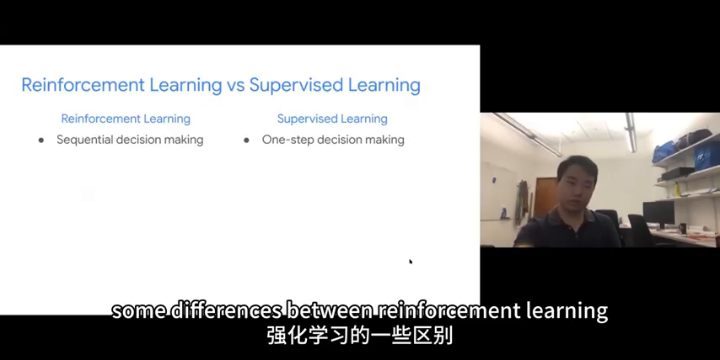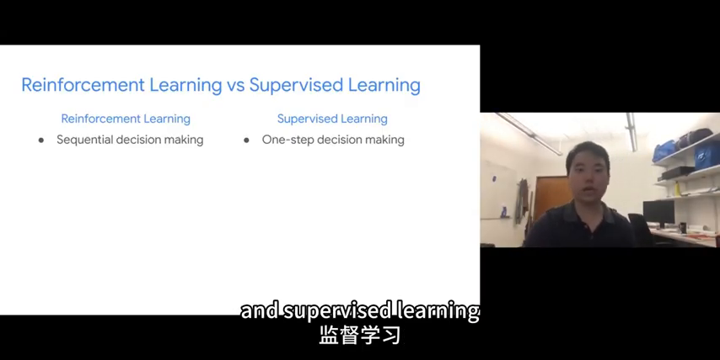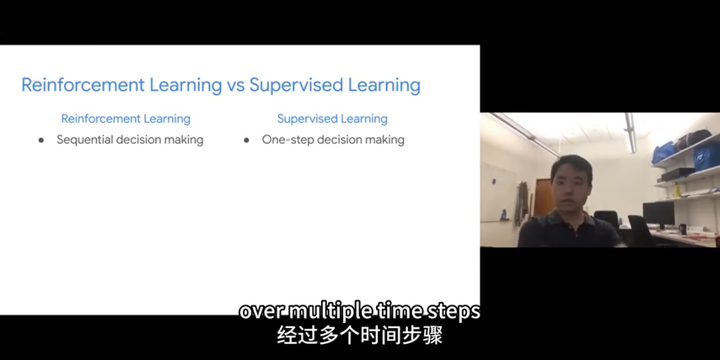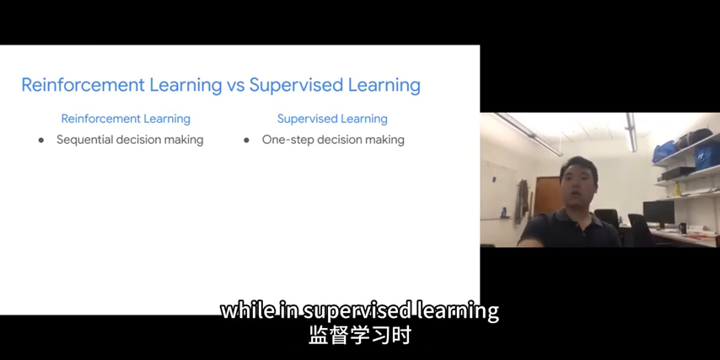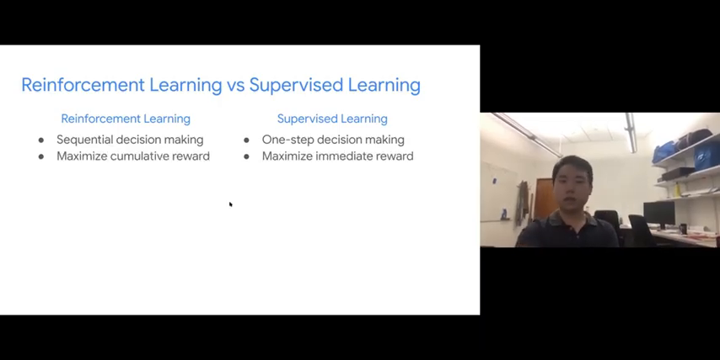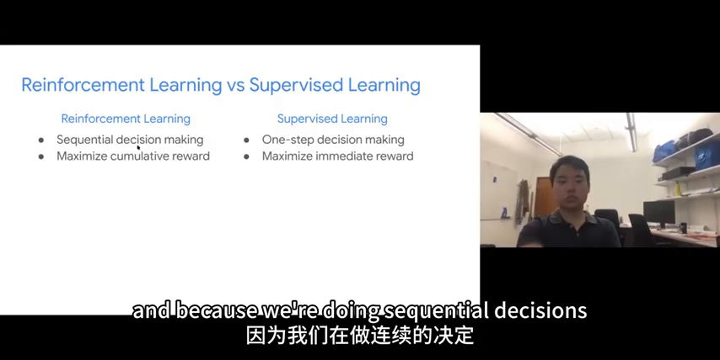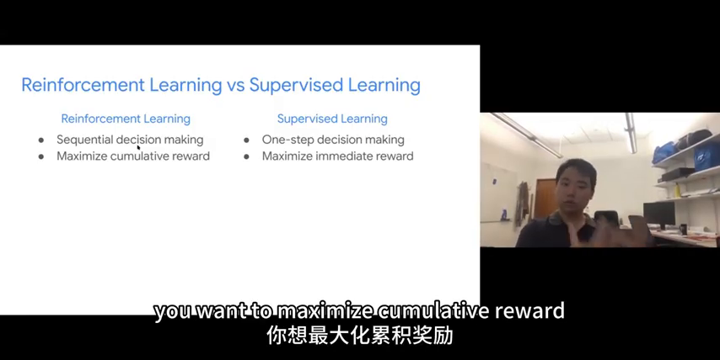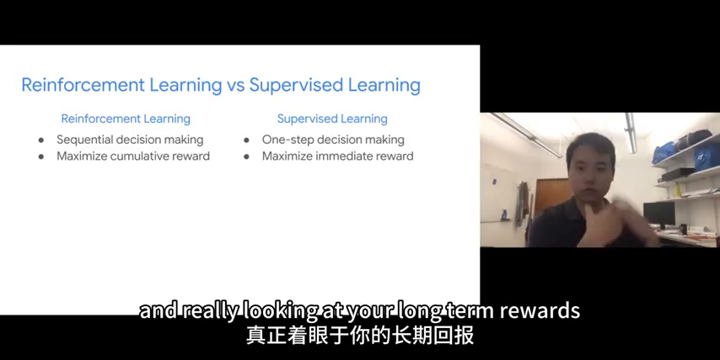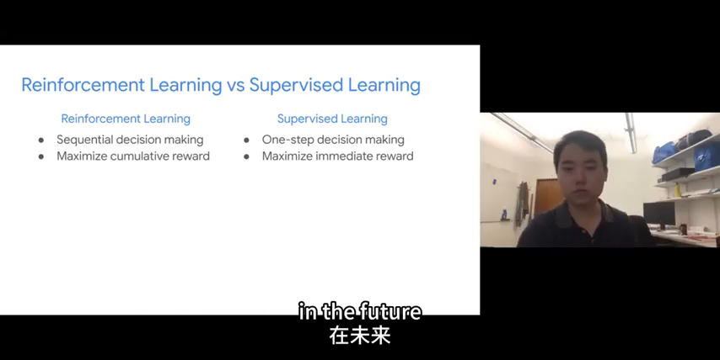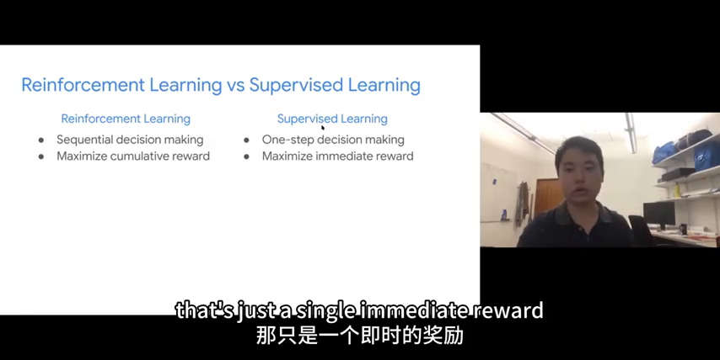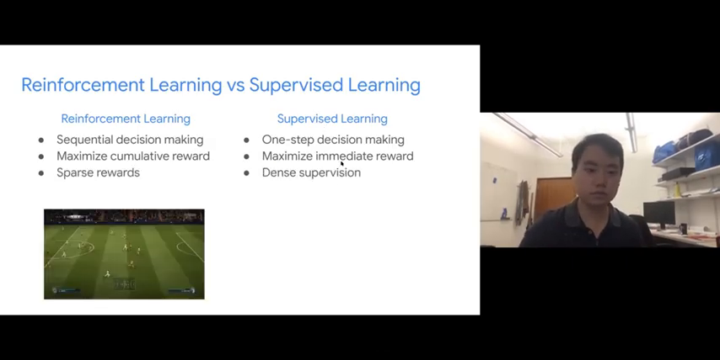So just to summarize some differences between reinforcement learning and supervised learning. In RL, we usually care about taking decisions over multiple time steps and observing cumulative rewards, while in supervised learning, we usually make a one time step decision and we're done. And because we're doing sequential decisions over multiple time steps, you want to maximize cumulative reward, sometimes foregoing immediate rewards and really looking at the long-term rewards that you might get in the future. But for supervised learning, you don't really care about future rewards. There's just a single immediate reward that you would like to optimize.